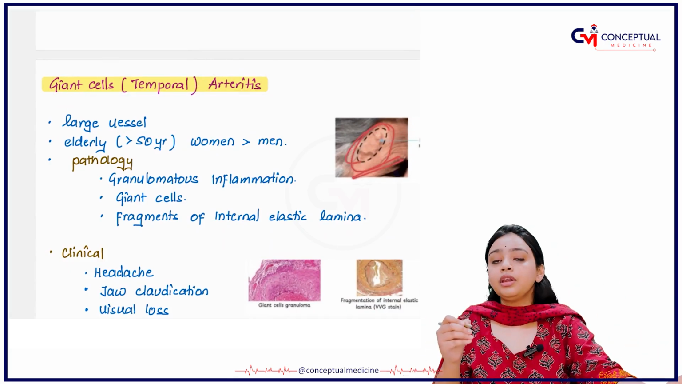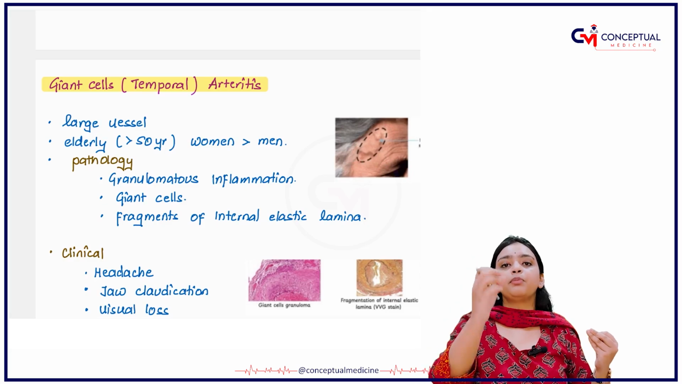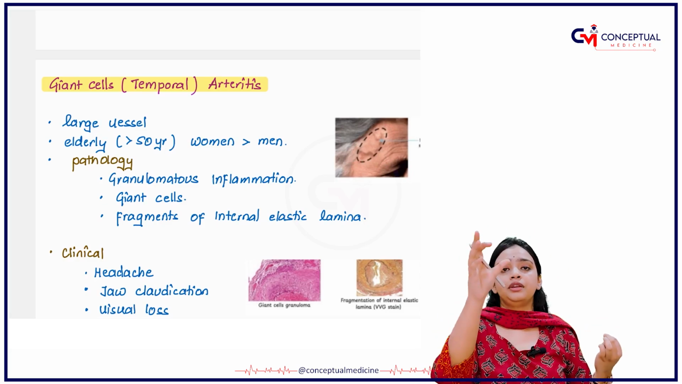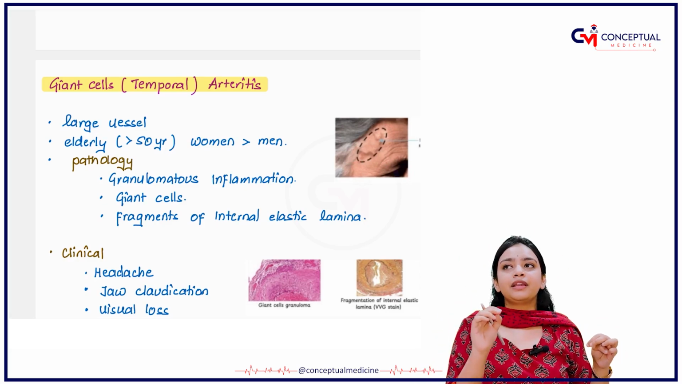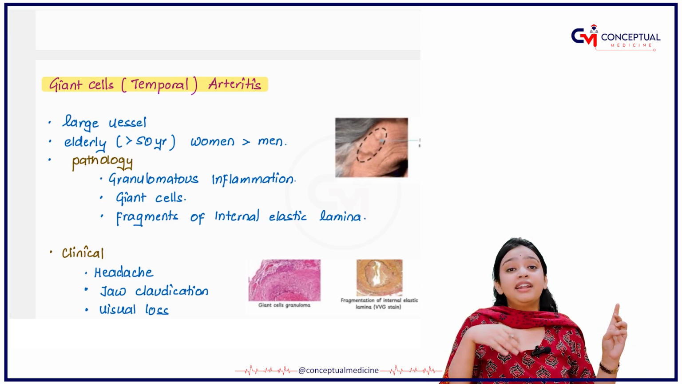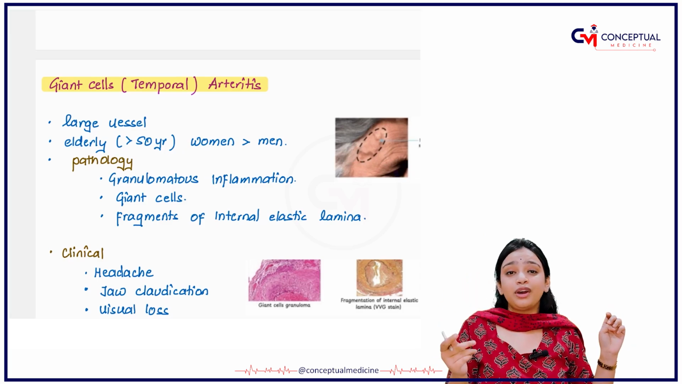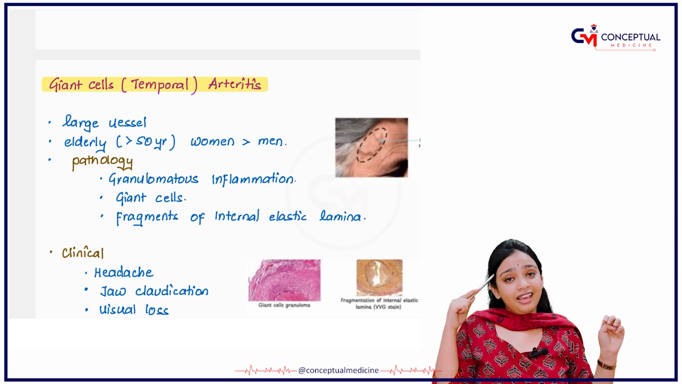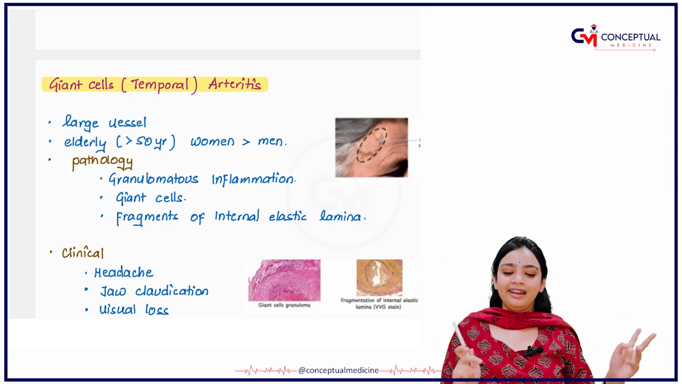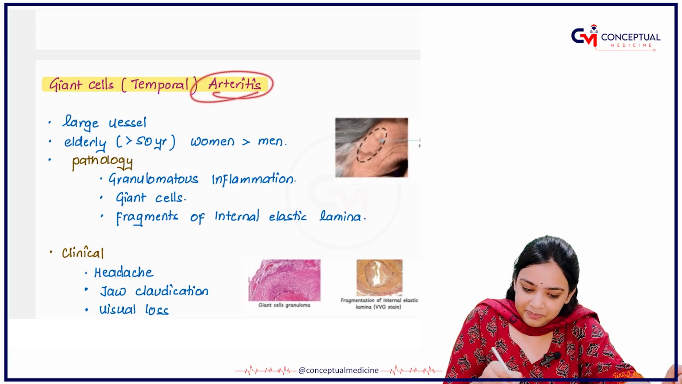In this figure, what are you able to see? You are able to see that the temporal arteries are so prominent. And if there is an elder in your house and he or she is so angry, you are able to see that their arteries are also very prominent, right? So that is giant cell arteritis.